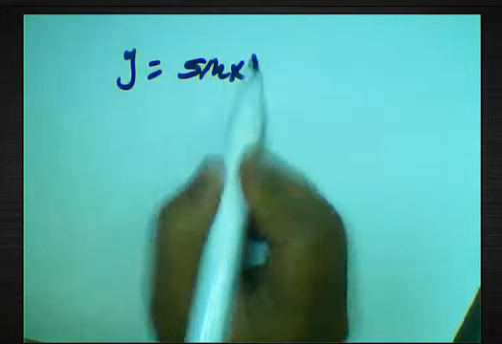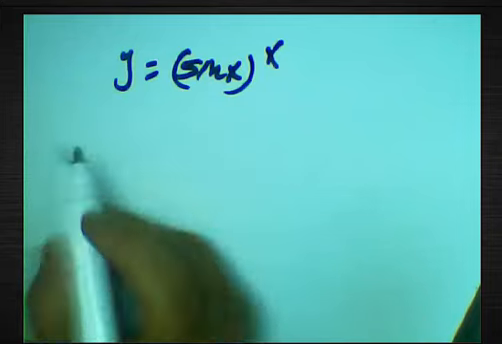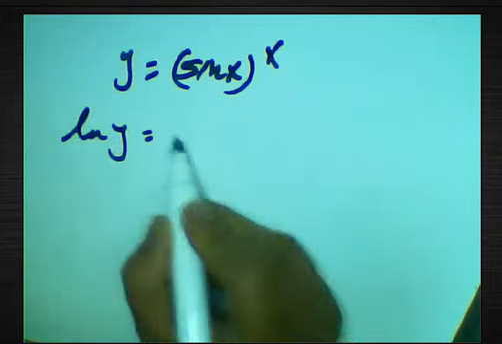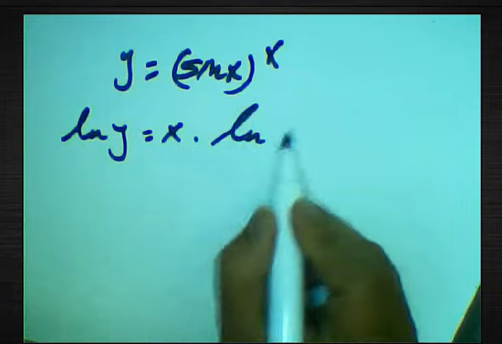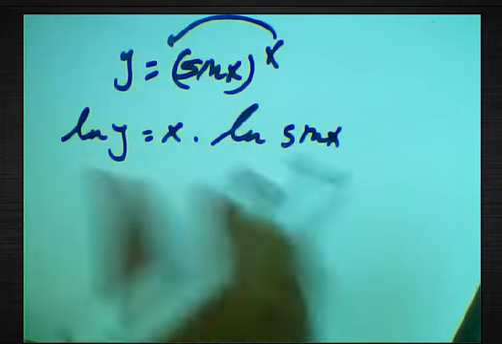Look at here. What about y equal sine x power x? We must put ln left hand side and right hand side. Ln y will be equal x multiplication ln of sine x, because we drop x outside when we put ln left hand side and right hand side.